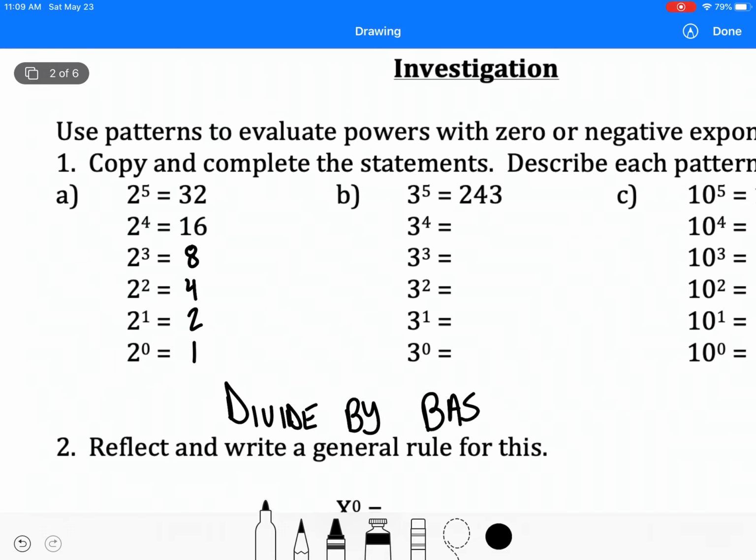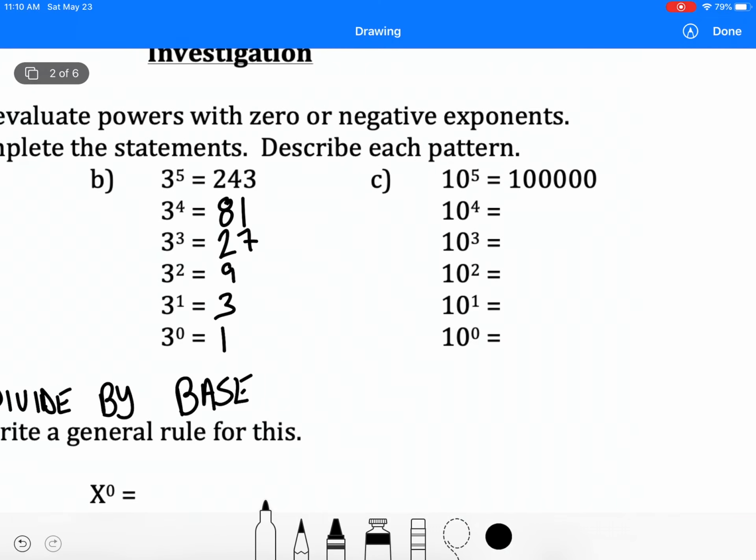So in the next case, rather than putting 3 to the 4 into my calculator, all I'm going to do is take 243, and I would divide that by 3. I'm going to get 81. Then I would divide that by 3 and get 27. Divide that by 3, get 9, 3, and 1. I'm dividing by 3 all the way down. Okay, the next one, we're dividing by 10.